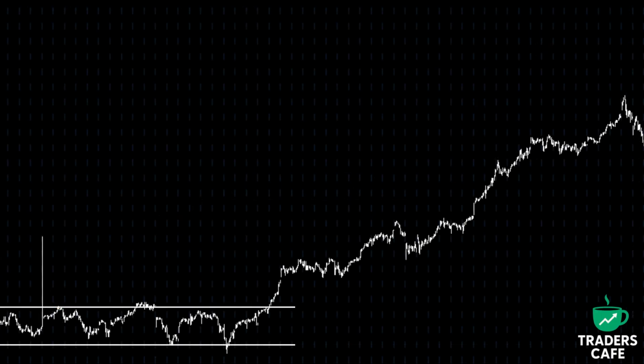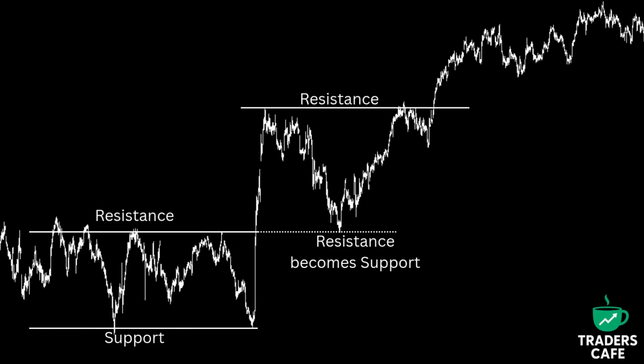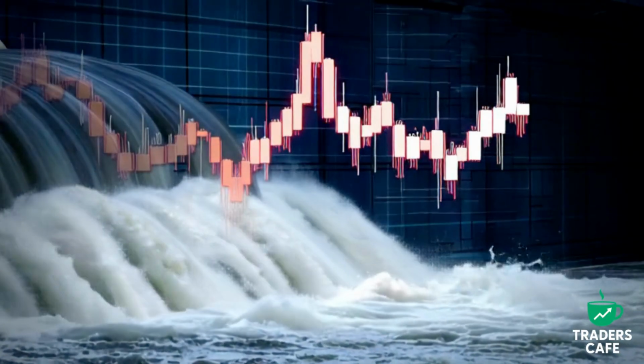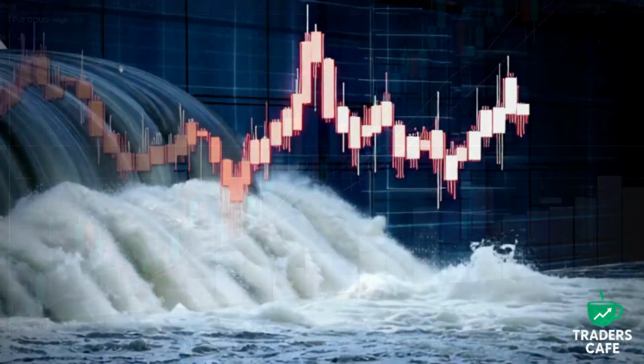First, what is a breakout? Simply put, it's when price moves beyond a well-established support or resistance level with conviction. Think of it like a dam bursting. Once it breaks, water rushes through. In markets, that momentum can lead to rapid gains.